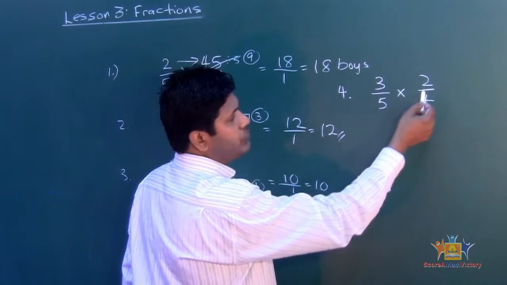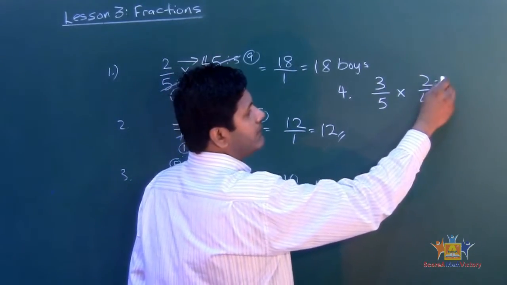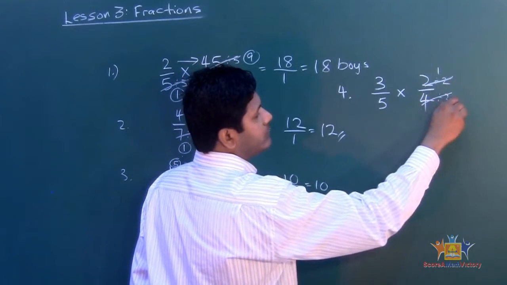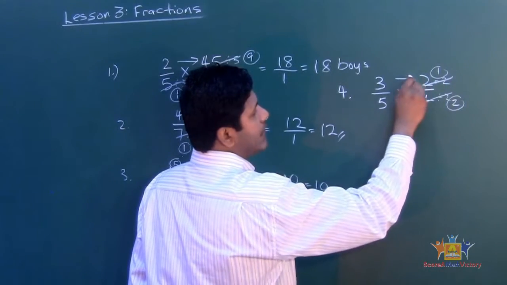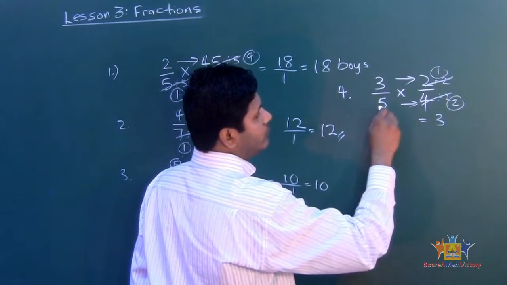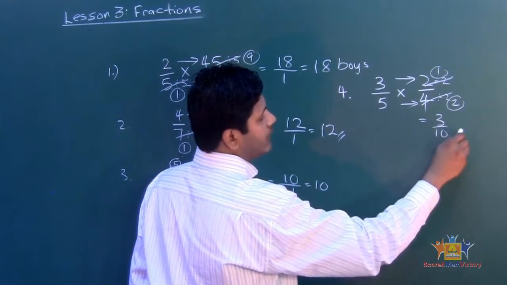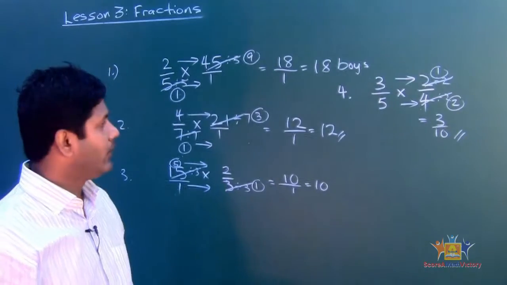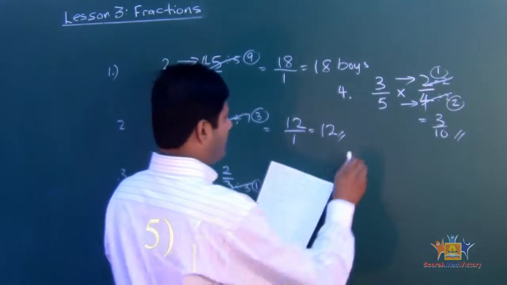3 and 5, 2 and 4, yes. I can divide this by 2, I can divide this by 2. That makes this one 1 and that makes this one 2. Okay, now I use the double arrow method. 3 times 1 is 3, 5 times 2 is 10. There you go, and that's the final answer. 3 over 10. Alright? Okay, problem number 5.